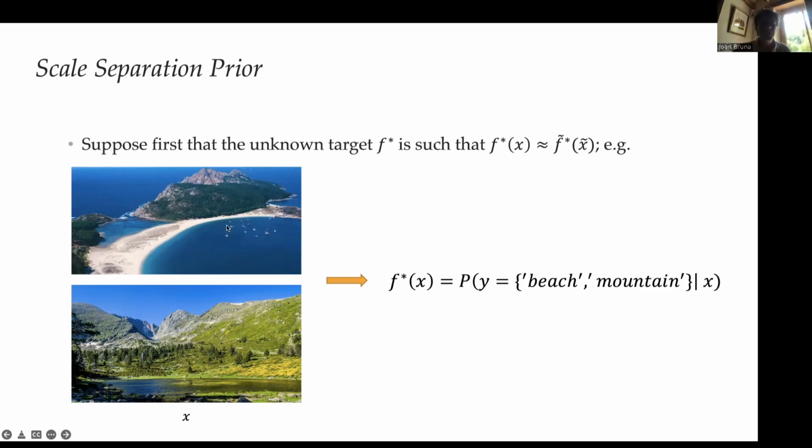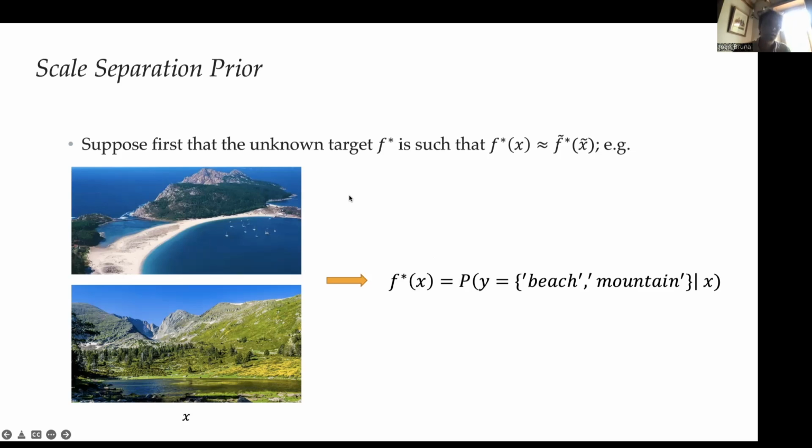Given the image, I just need to guess whether it's a beach or a mountain. So this seems to be a function f star. Perhaps I don't need to get all the details. I don't need to see all the waves in the sea, or all the boats on the beach, or all the trees on the mountain to know that it's a mountain or a beach, right?